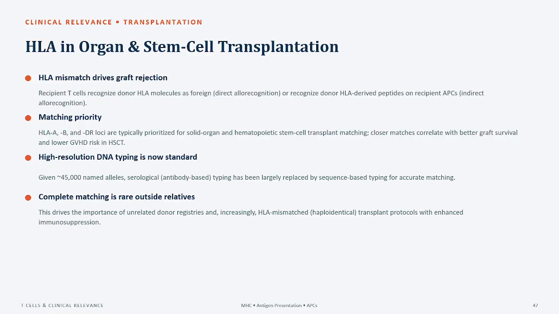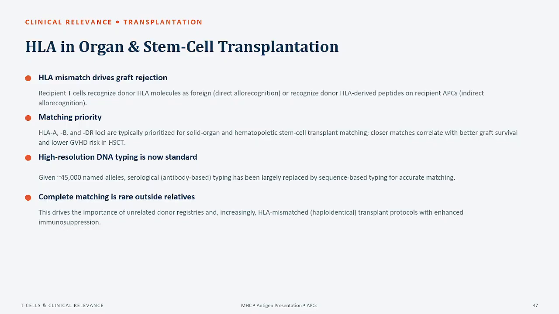The matching priority is that the HLA-A, B, and the DR loci are typically prioritized for solid organ and hematopoietic stem cell transplant matching. Closer matches correlate with better graft survival and lower risk in HSCT, which is the hematopoietic stem cell transplantation. High resolution DNA typing is now a standard.